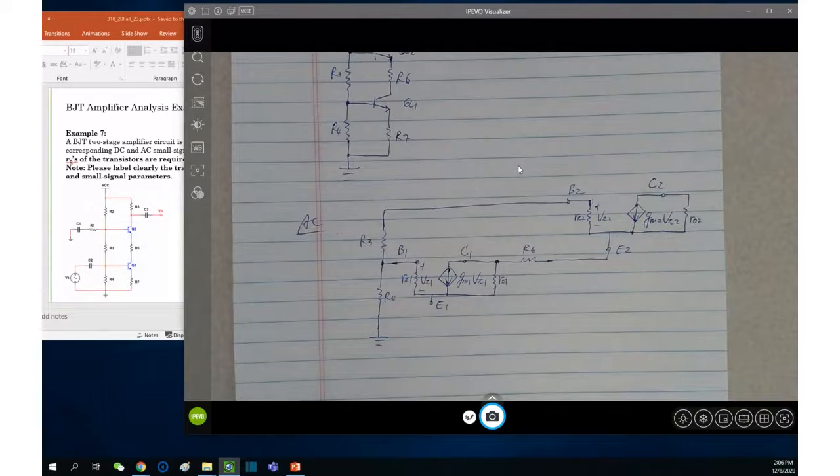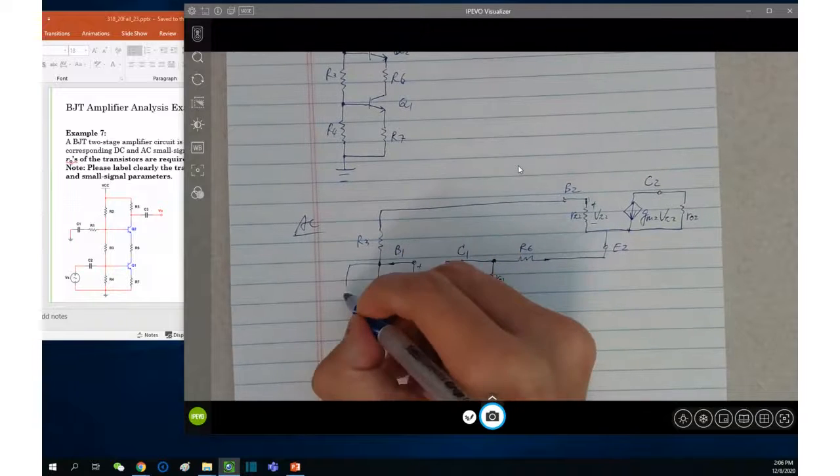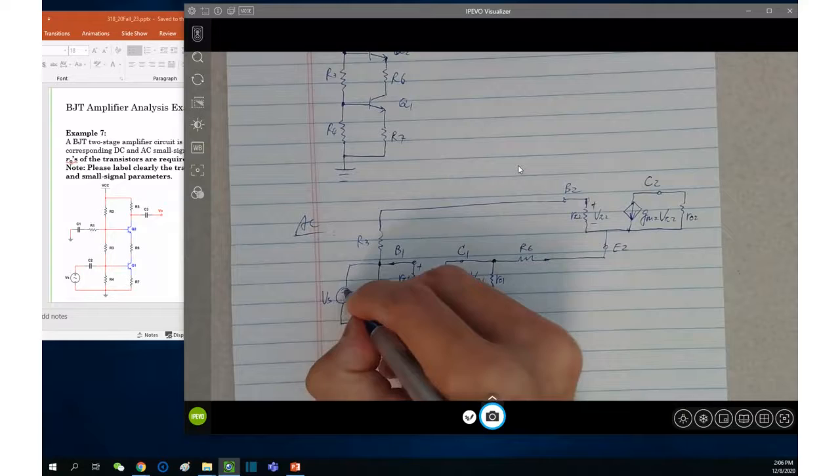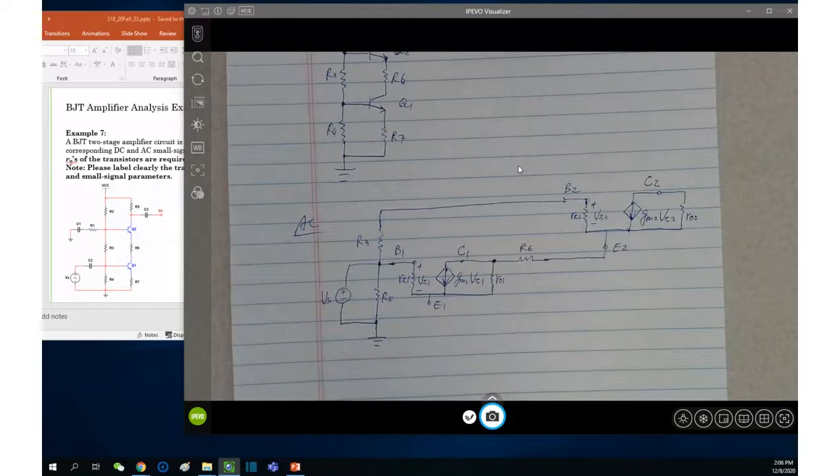R3, R4, done. Further, base 1 connects to the source, okay. Or say the base 1 connects to the positive polarity of the source, and the negative polarity of the source is the ground.